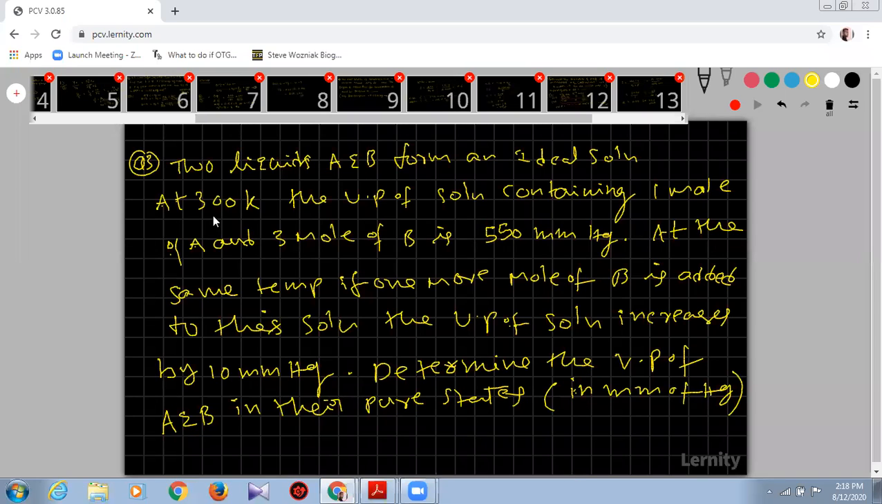Okay, I repeat the problem now. Two liquids A and B form an ideal solution. At 300 Kelvin, the vapor pressure of solution containing 1 mole of A and 3 mole of B is 550 mm mercury. At the same temperature, if 1 more mole of B is added to this solution, the vapor pressure of solution increases by 10 mm mercury. Determine the vapor pressure of A and B in their pure states. Yes, ma'am. These are the homework questions.